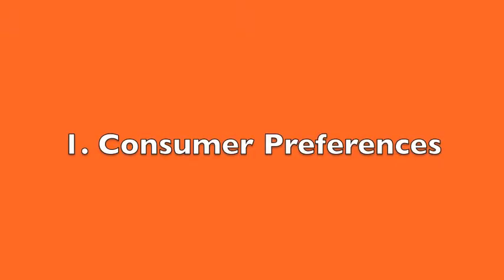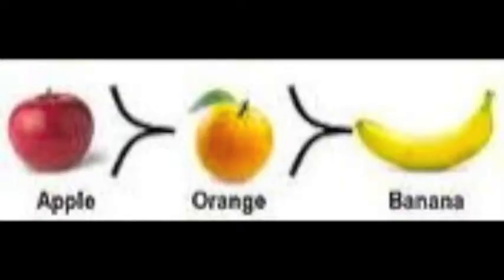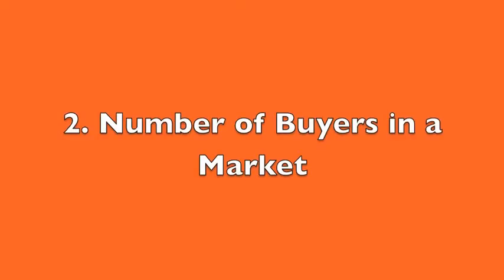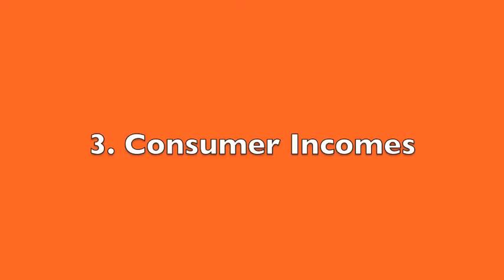One way is because of consumer preferences. Some consumers just prefer apples over oranges, or oranges over bananas. Another way is the number of buyers in the market changes. In the last 15 years, the amount of customers purchasing CD players have decreased, and the amount of people buying iPods have increased. Another way demand can change is a change in consumer incomes.